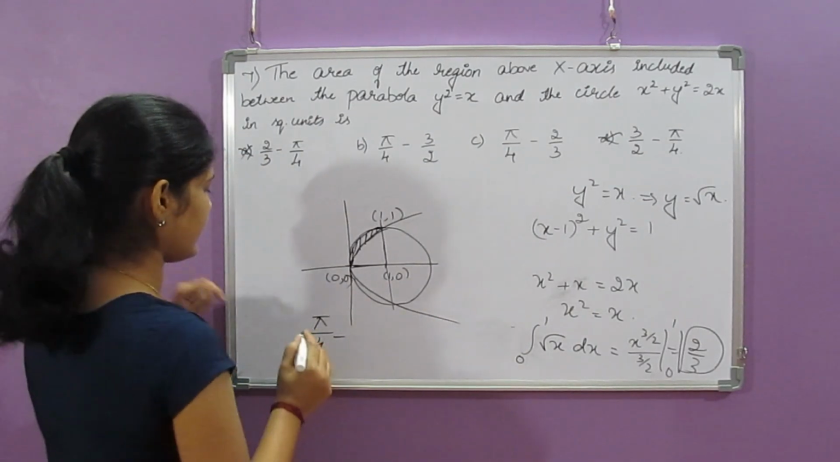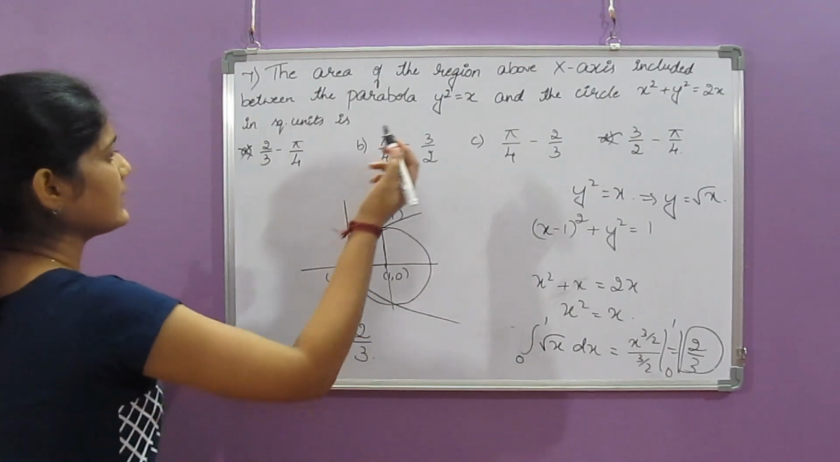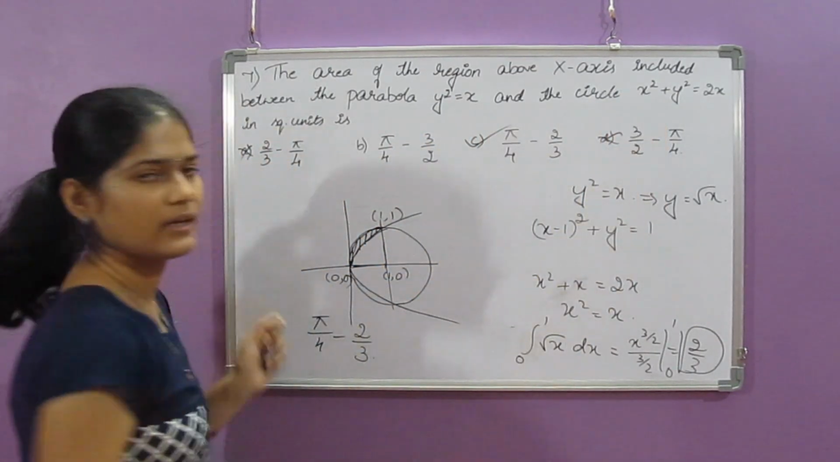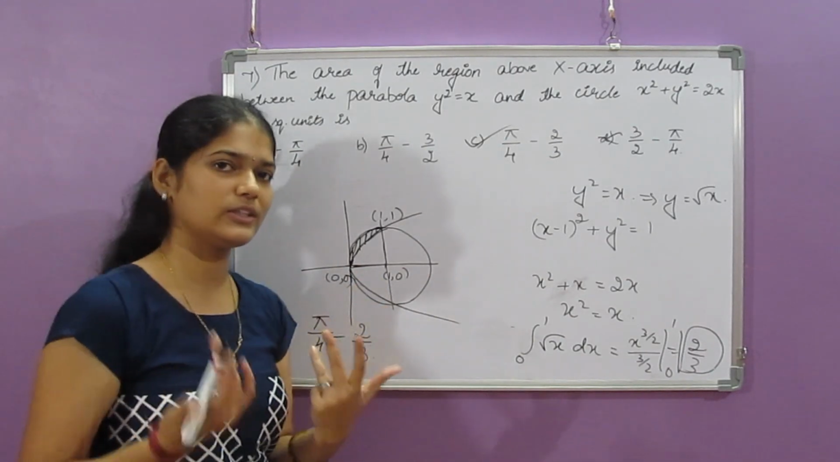So the final answer is pi by 4 minus 2 by 3. That means option C. Right? We got the answer. Now let's move on to the next problem.